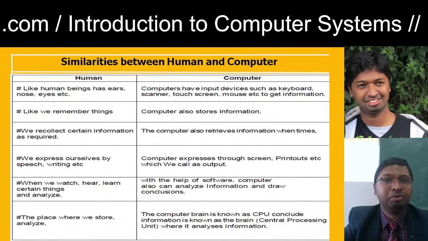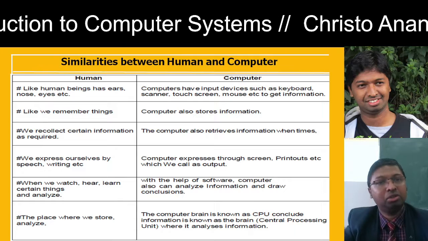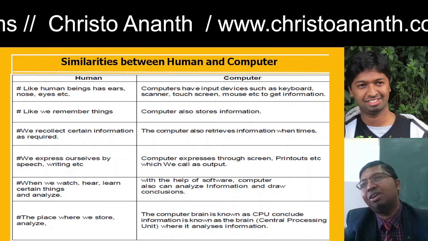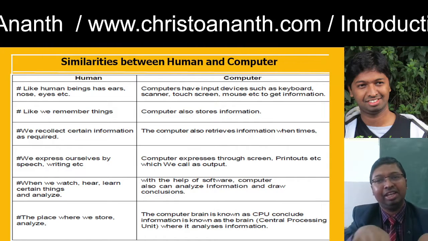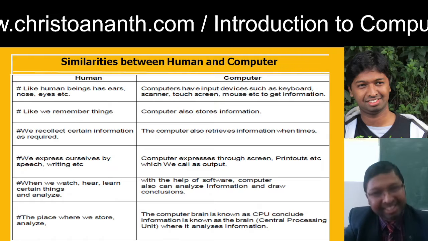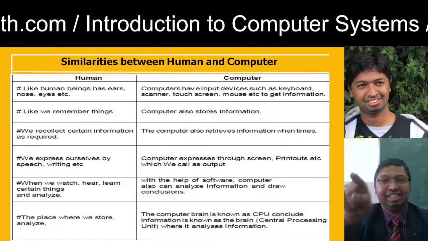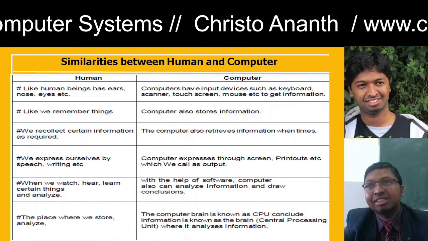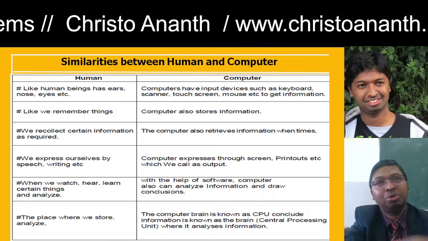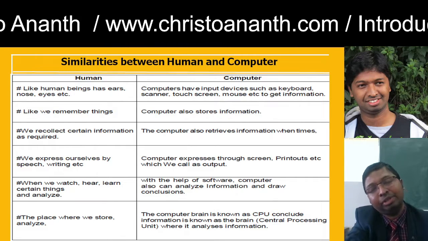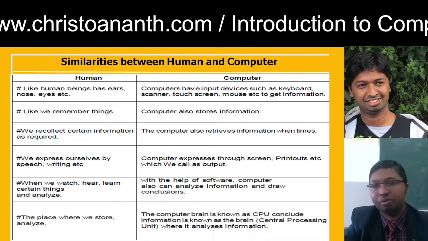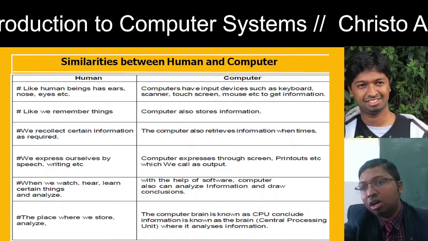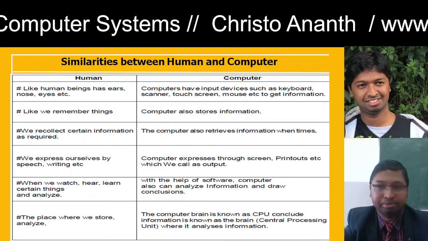So there are some similarities between the human and the computer. Human has ears, nose, eyes, and so on. Computers also have the same thing. Similarly, like keyboard, microphone, scanner, touch screen to get the information. Yes, we remember things. Computer cannot remember, but it will store. It will store and it will retrieve it for future use. We collect certain information as required. Computer also retrieves information at times.